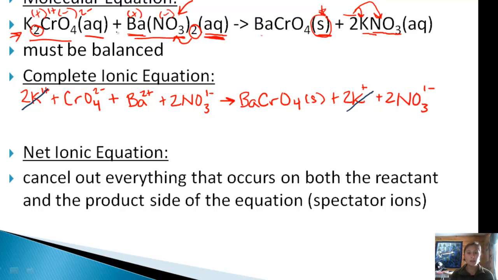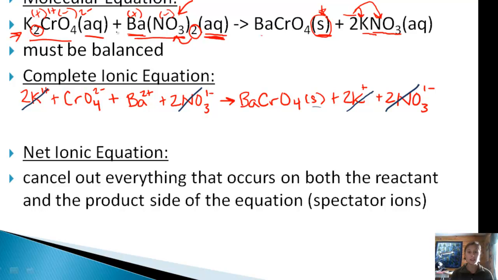Hopefully the other one that you've noticed are these 2 nitrate ions. So these will cancel and these will cancel. Again, they're identical on both sides of the reaction. That's really key. The reason we can't cancel out the barium or the chromate is because here they're stuck together. Remember, this was a solid, so we couldn't break it apart. It's not aqueous. And so they are not identical. Even though we have the same species, on the reactant side they're by themselves, and on the product side they're together. So we can't cancel those out.